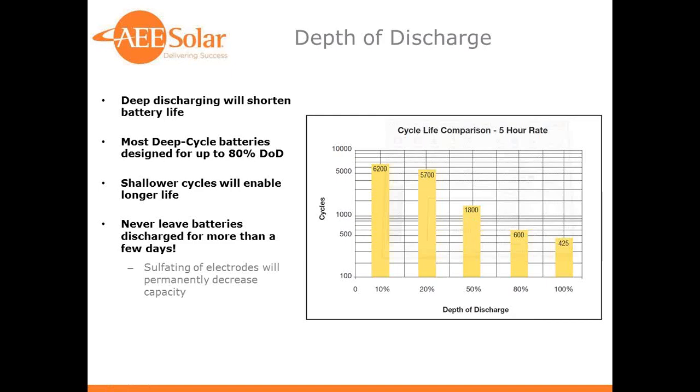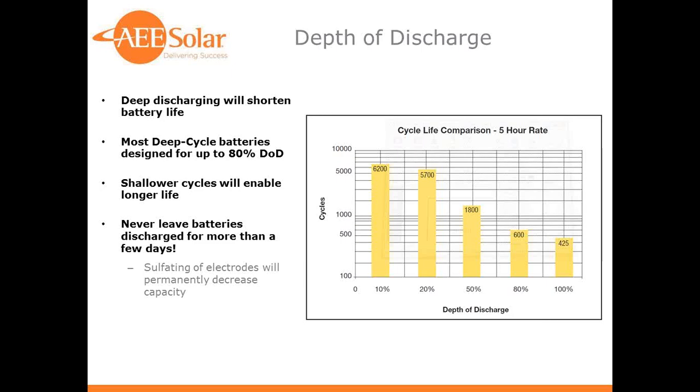Shallower cycles will enable longer life in general. And usually for off-grid systems, we try to keep it to somewhere around 25% depth of discharge on a daily basis. And that has other advantages, for instance, giving us about 3 days of storage if there's no charging sources and that kind of thing. So it often works out at that point. And that seems to be a pretty good sweet spot for cost effectiveness of the battery.